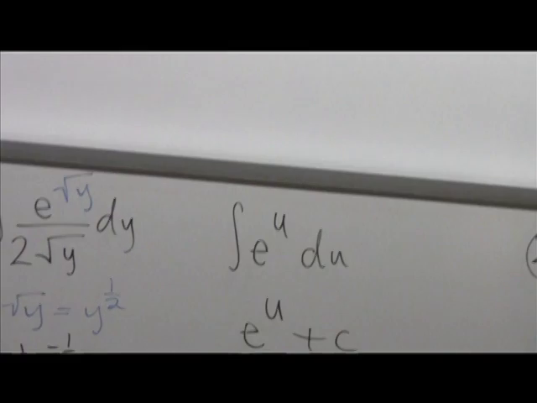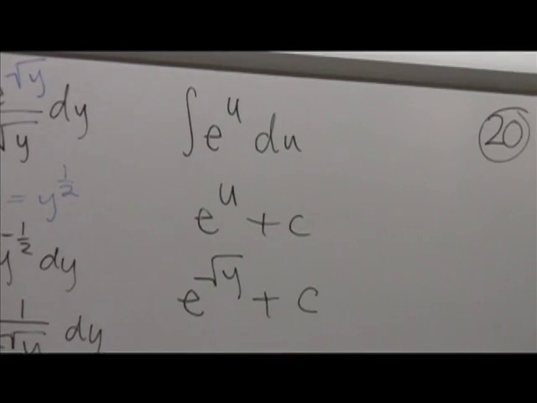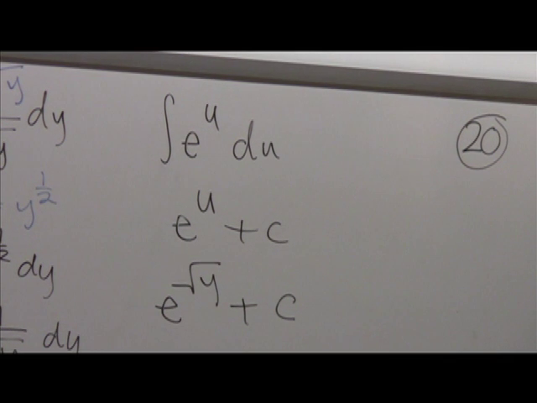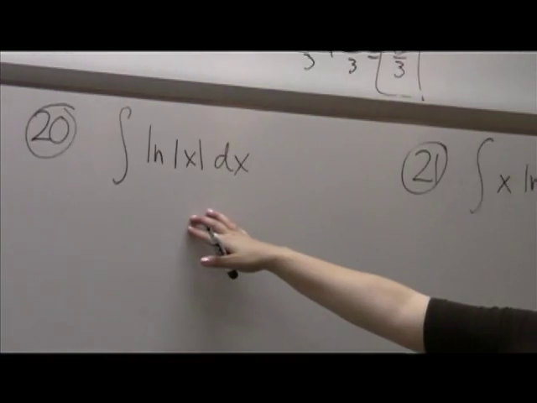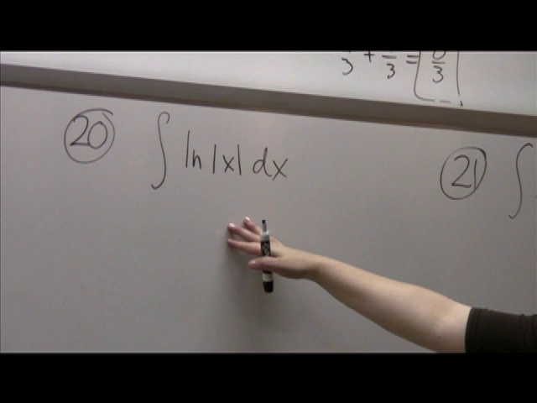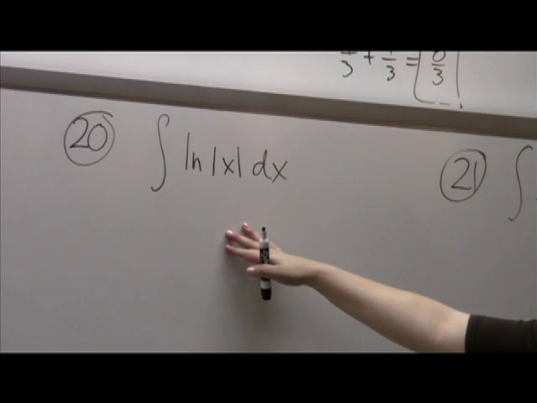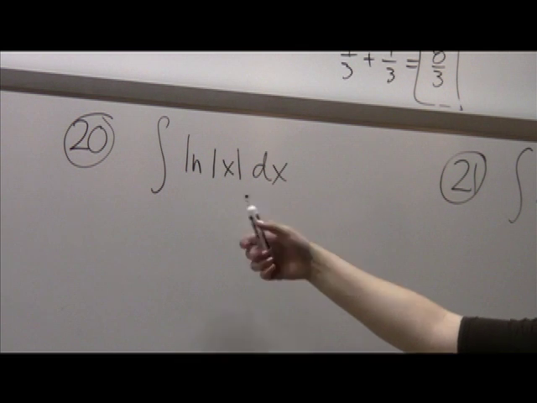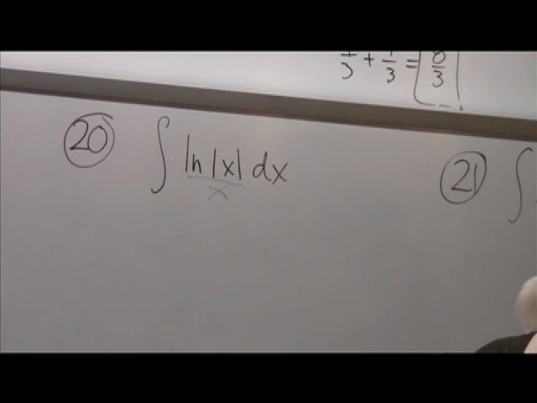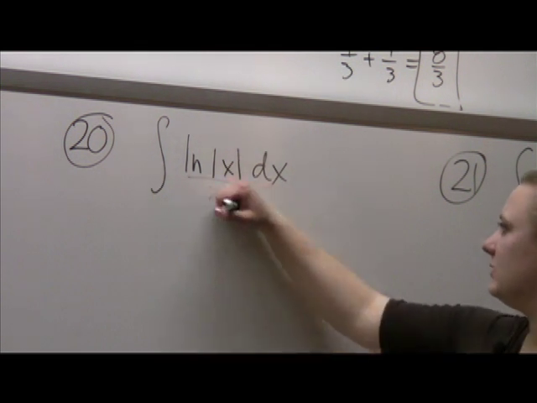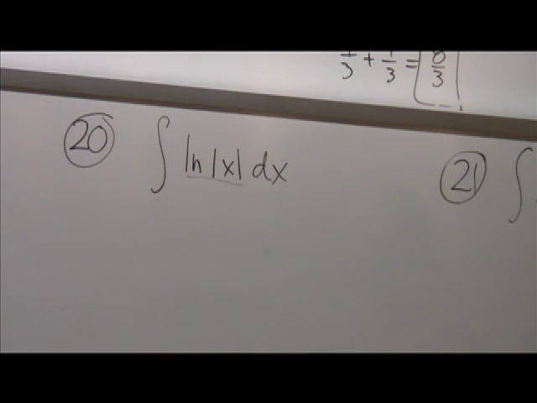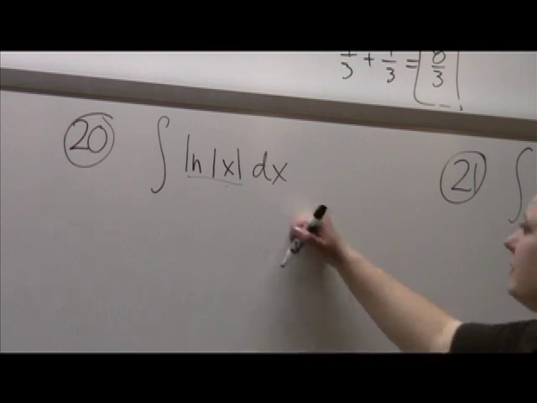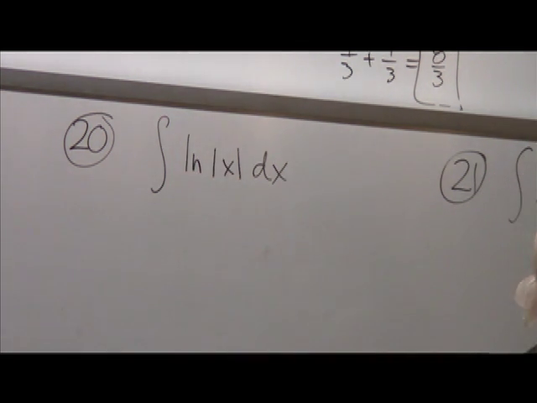Parts or u-substitution? Parts. Okay, guys, here's the rule of thumb. If it's an ln, it's parts unless it's divided by x. We'll do a trickier, harder one in a minute, but we're not quite ready for that yet.